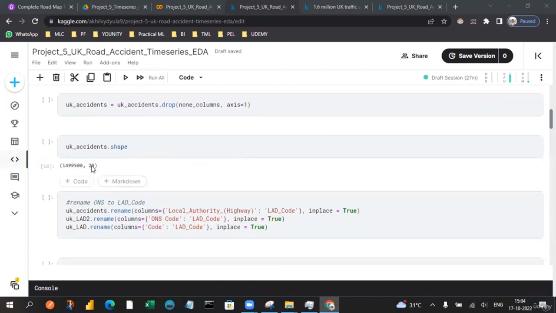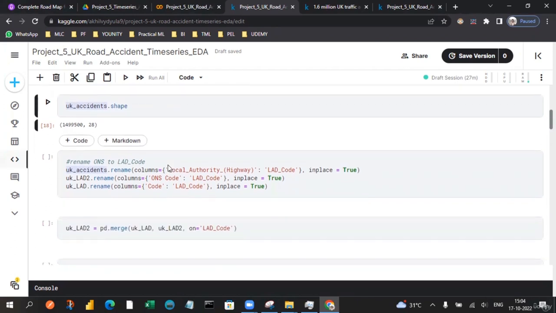So we had two features which have more than 1 lakh null values, so we are going to drop those. So this is the final data frame we are going to get at the end.